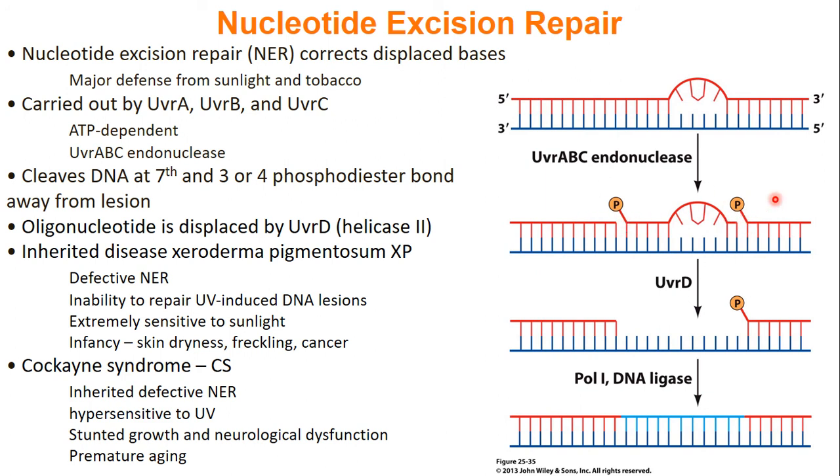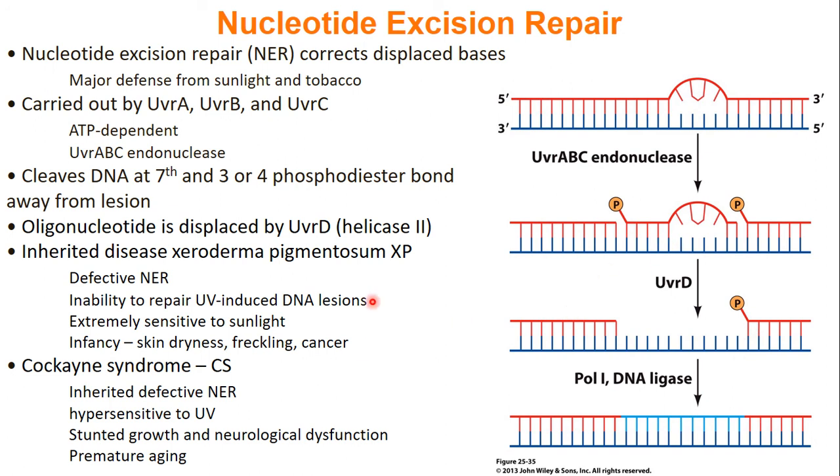And when you have this cut, a different protein, UVRD, which is a helicase, will come and just remove this cut sequence. Then once you have this cut sequence removed, Pol I or DNA ligase can come and just refill this gap, because you basically have an open 3' end now, and you are ready to go. You have got rid of that lesion.